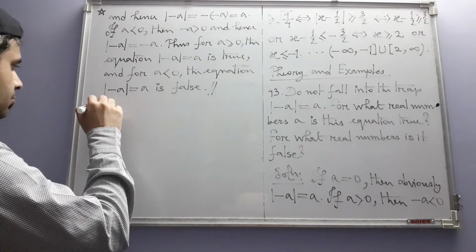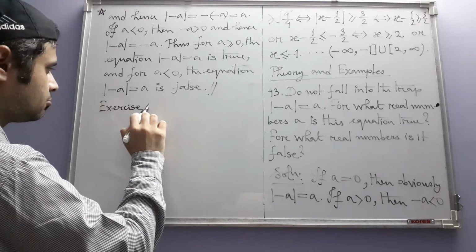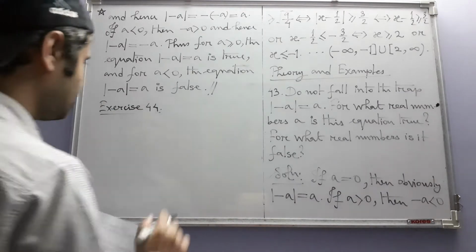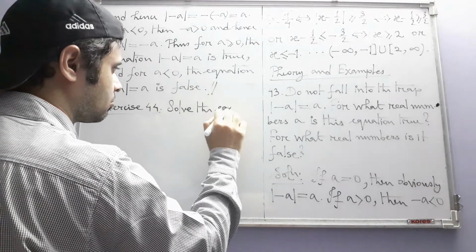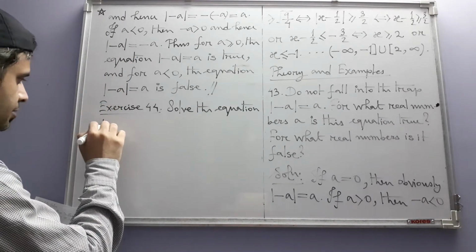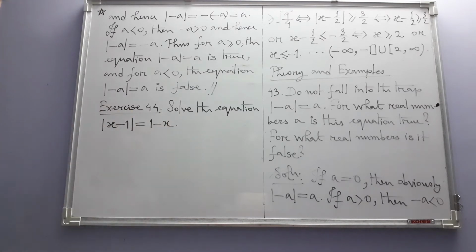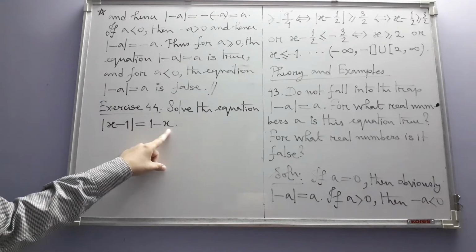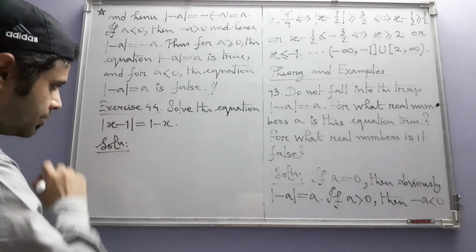Okay, then I didn't write exercise here. 44. Solve the equation absolute value of x minus 1 is equal to 1 minus x. So you can see that this equation is just like this one, where in place of a we have 1 minus x. So we can use the previous solution.